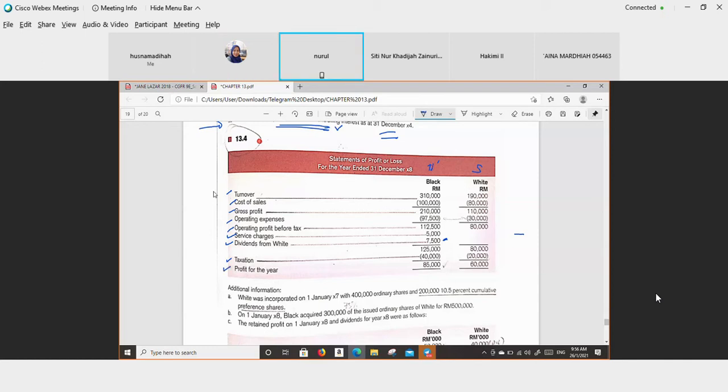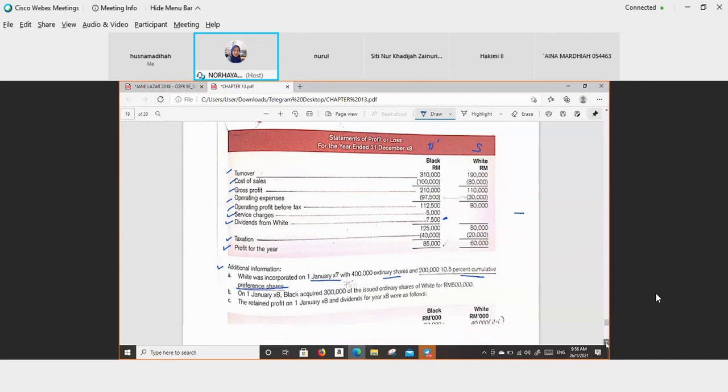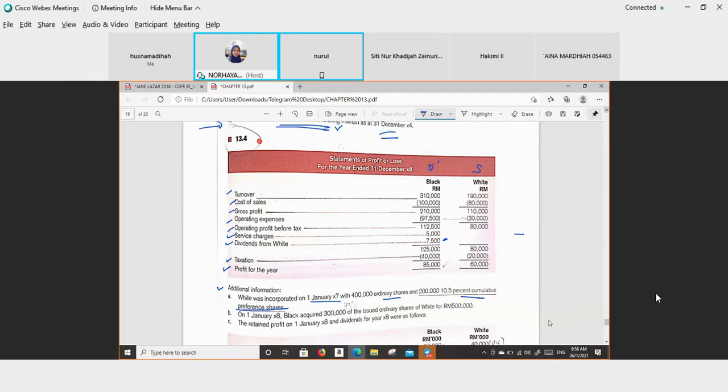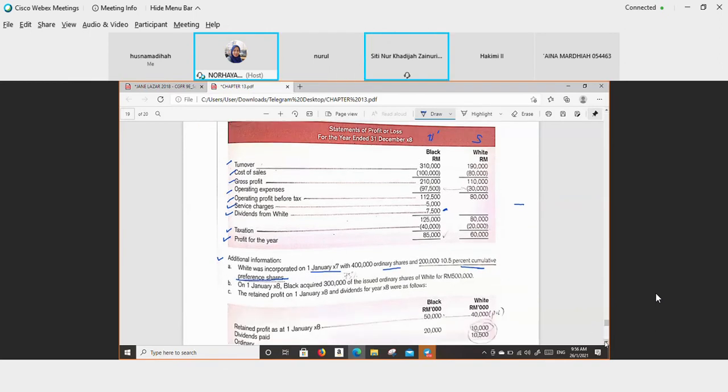The additional information: White was incorporated on 1st January X7 with 400,000 ordinary shares and 200,000 10.5% cumulative preference shares. Ini yang I tanya tadi ni. Bila preference share is cumulative, apa dia punya implication, Tira? Bila kita nak kira apa? Masa nak kira profit attribution, madam.